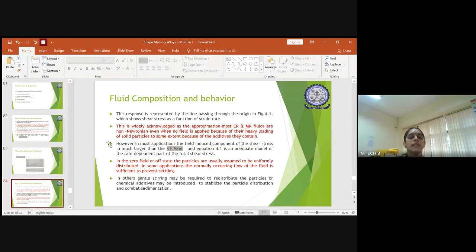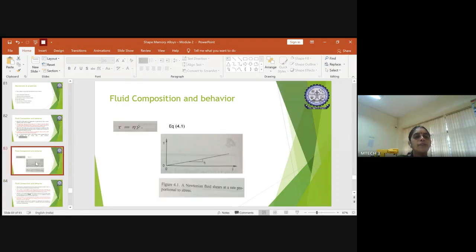All these we are studying under the fluid composition and its behavior only, the first mechanism of the smart fluids we are dealing with. If they ask you to list out the mechanisms of the smart fluid, you have to list them all. And if sometimes they ask you to explain only fluid composition and behavior, you should be able to explain it properly with this graph and equation.